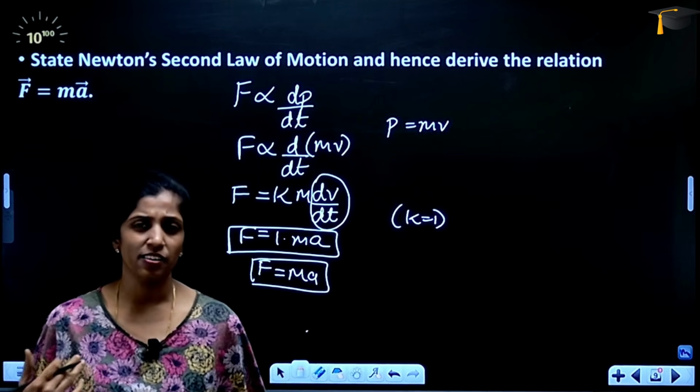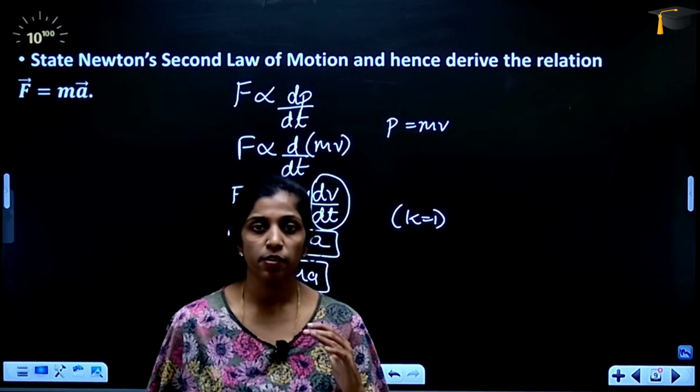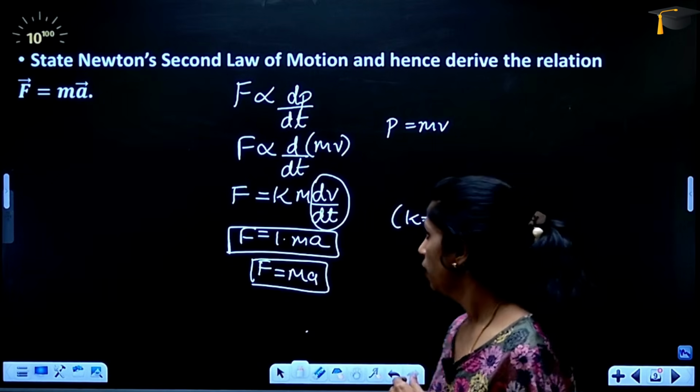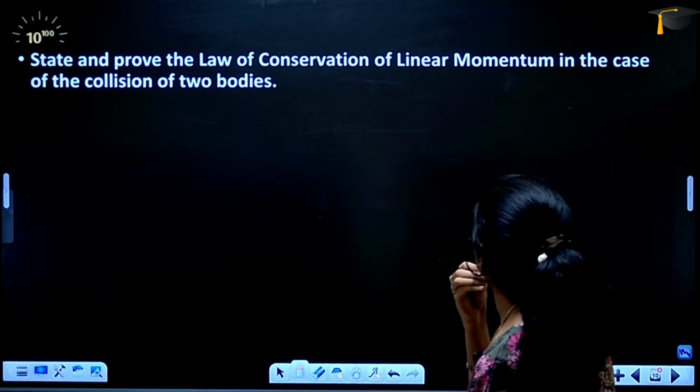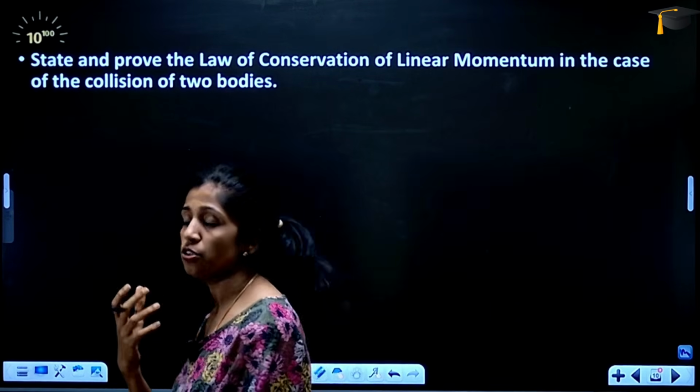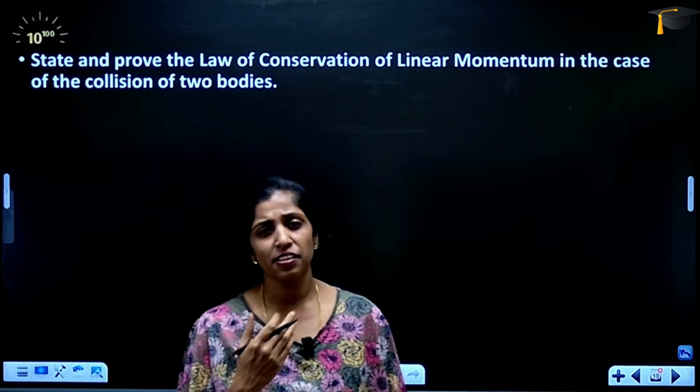Most likely they might ask you for 3 markers. So please remember, it's one of the important questions. Fine. Now let's move to the next question. State and prove the law of conservation of linear momentum in case of the collision of two bodies. Even this is one of the expected questions.